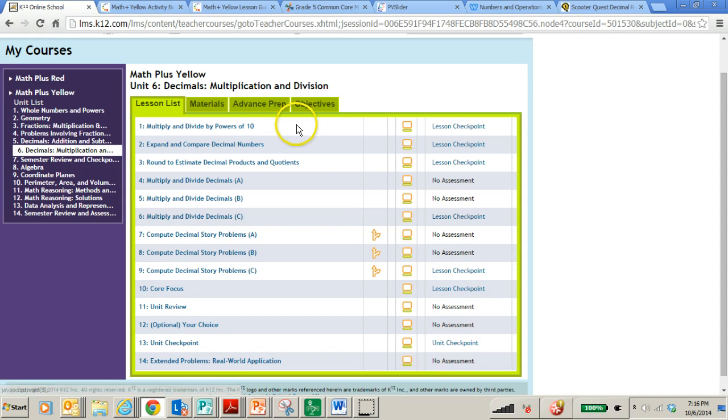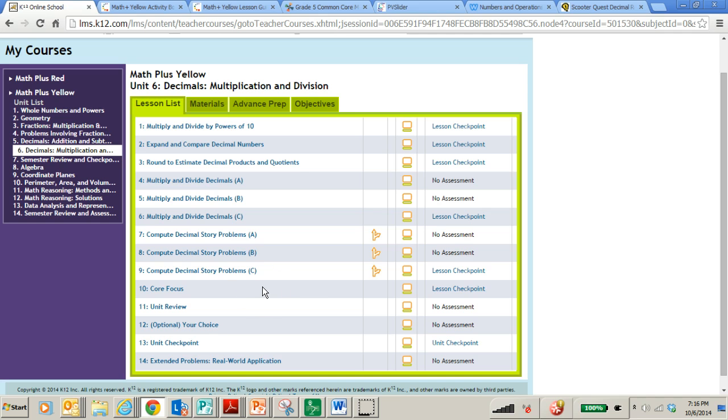These are both items that are on the current pathway. As we progress, we're going to use skills that we talked about earlier on rounding, but this time we're going to round to estimate when we multiply and divide. And then the rest of the lessons in this unit cover multiplying and dividing decimals.